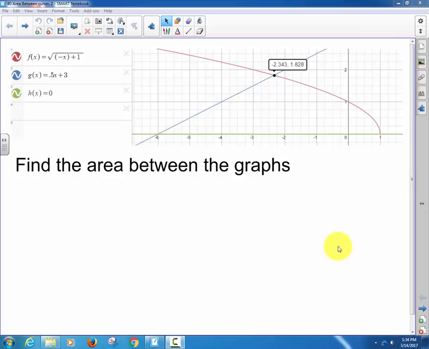All right, we talked about area yesterday. Tell me some things that you remember from yesterday. Big ticket items you remember. Top minus bottom, big part of it. What else? Anything else you remember?